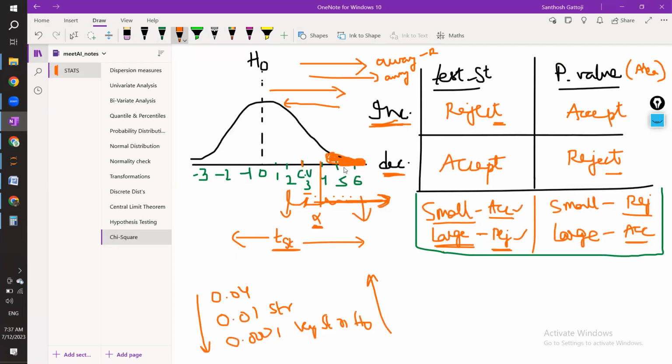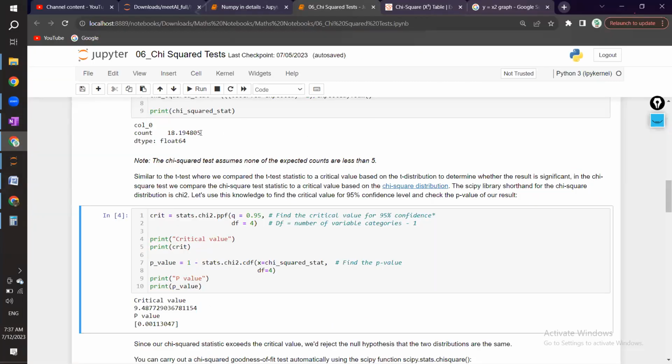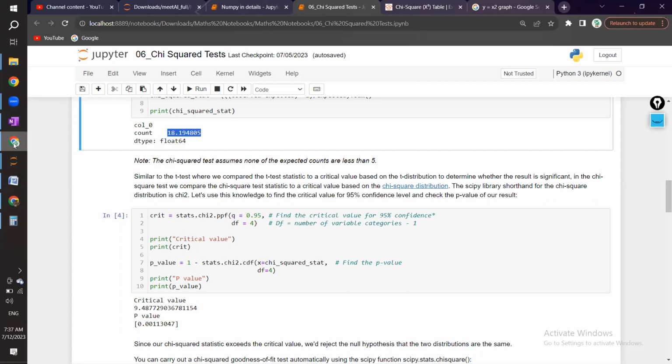But if the p-value area is less, then you will move away. That's the only difference. But in both cases, you will move away. Okay, this logic you need to understand. In both cases you will definitely move away, but the way you are moving away is different. In the test statistic, if the value is more, that 18 is more than the critical value, in that case, you will move away.